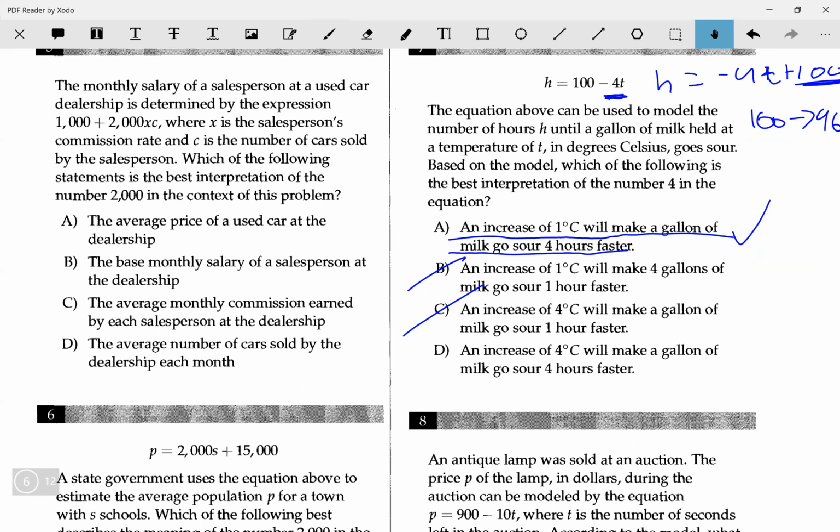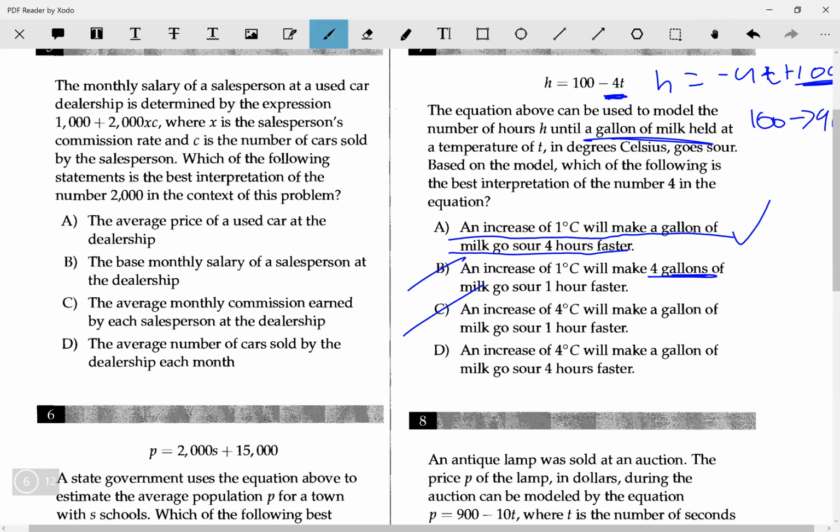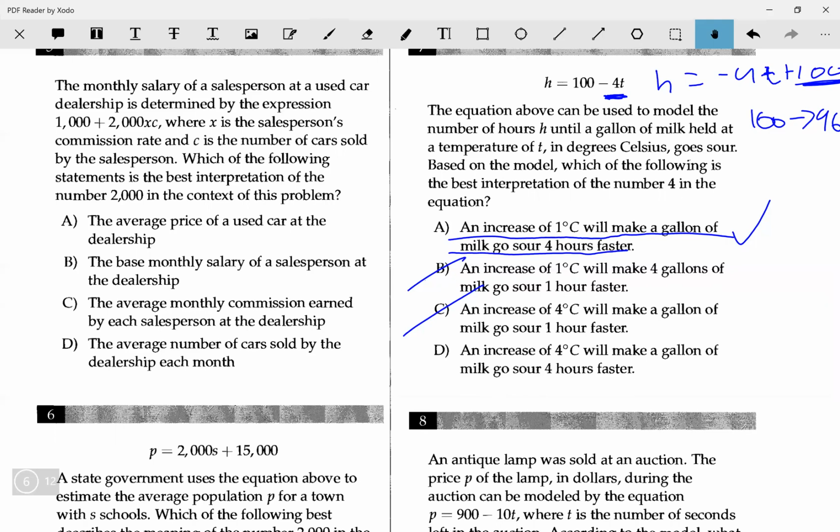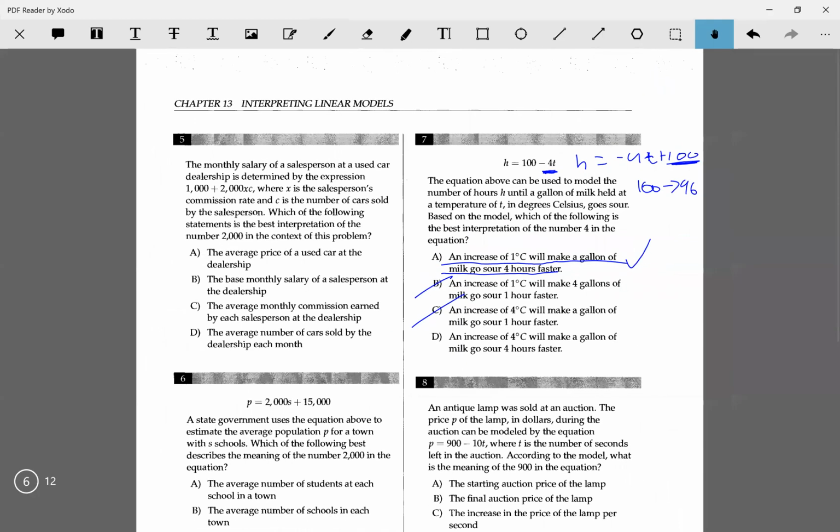Wait, I think for B, my explanation is wrong. I confused it with C. B is wrong because it says to make 4 gallons, but we only know about 1 gallon, and a gallon is not a variable anywhere. So we can't tell for sure if it's going to be the same for 4 gallons. That's why B is wrong. I mixed up B and C. But C is wrong because 4 degrees Celsius will not make it go 1 hour faster. That's the 16 thing. That doesn't work.